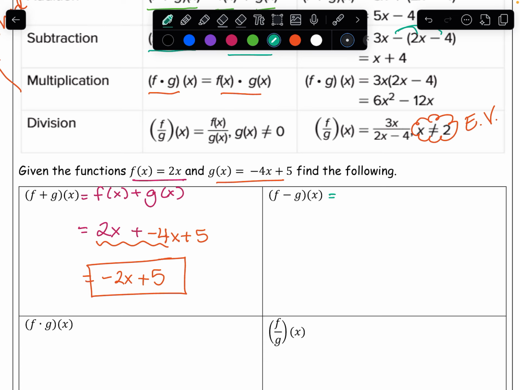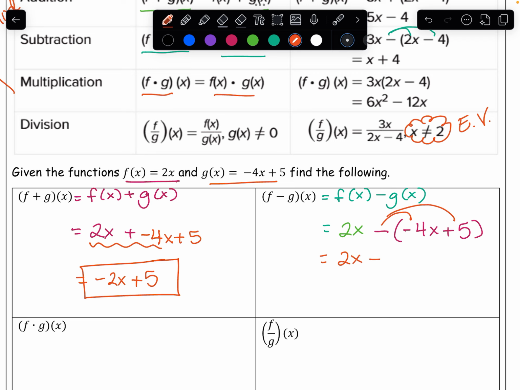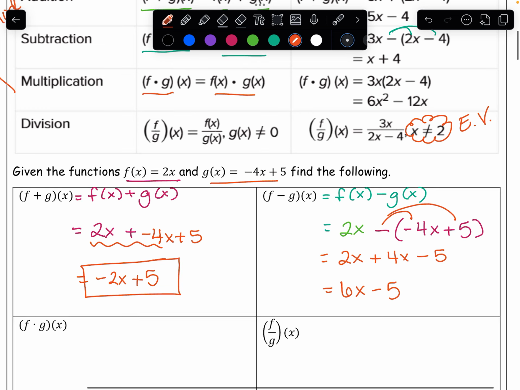Our next one, we have f of x minus g of x. Eventually you won't have to write this, but it is good for notes to see where everything's coming from. So f of x is 2x minus, and remember when we subtract, we want to subtract that whole term, so I want to put parentheses around that negative 4x plus 5. Now I'm going to have to distribute it in to get 2x plus 4x minus 5. Combining our like terms will give us 6x minus 5.